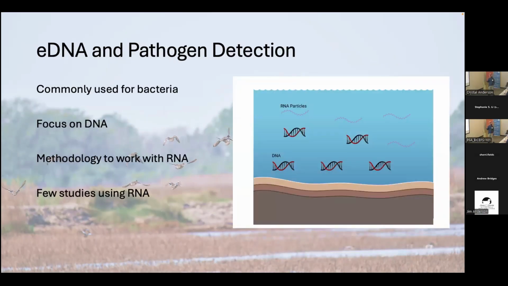So that brings me to the technique that I'm trying to use, and that's becoming a bit more widely available. It's called eDNA, which is short for environmental DNA. It's commonly used in bacteria. It was originally developed in about the early 2000s, and it works really well in water systems. So essentially, you filter water and try to detect DNA.